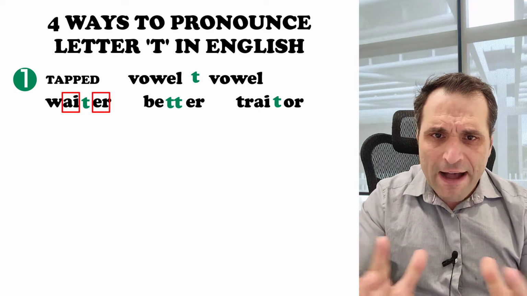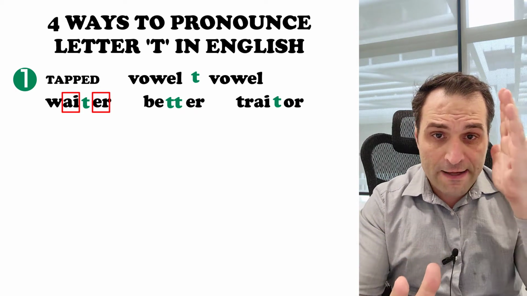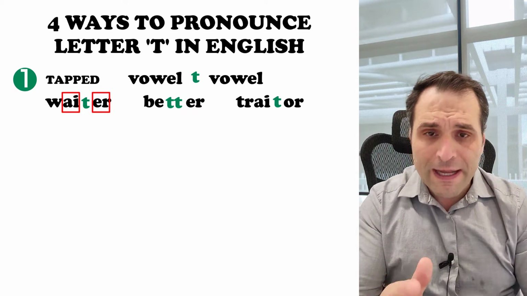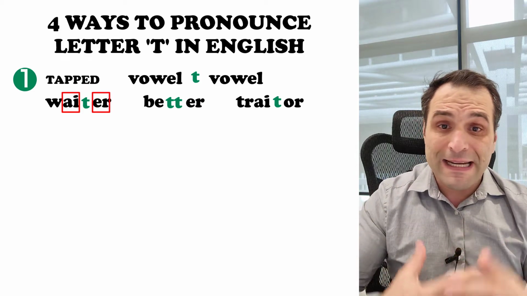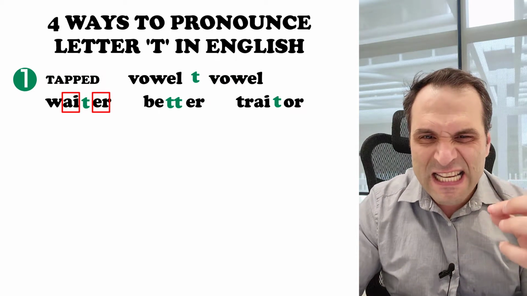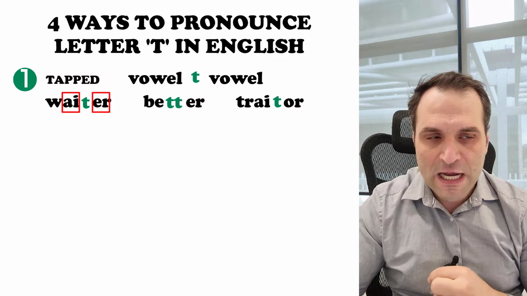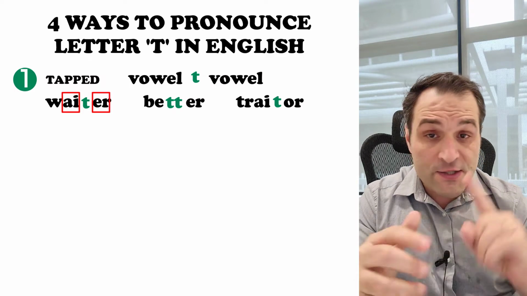So whenever you have 2 vowels and the letter T is smack in the middle, then you know that you have to make it tapped. All right. It sounds like an r sound. Right. Now, that's the first way.